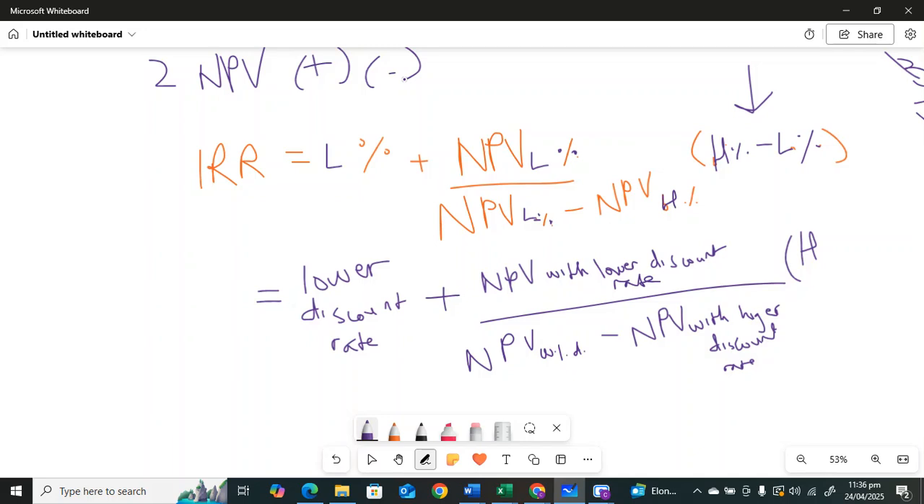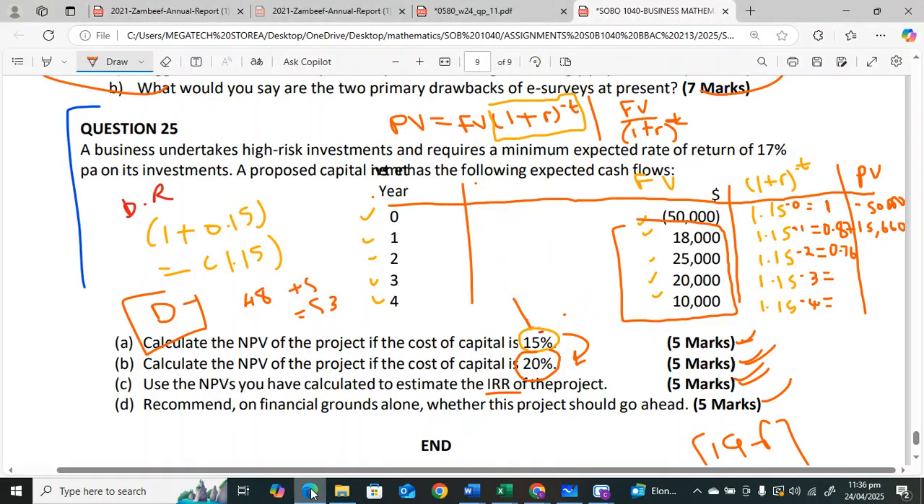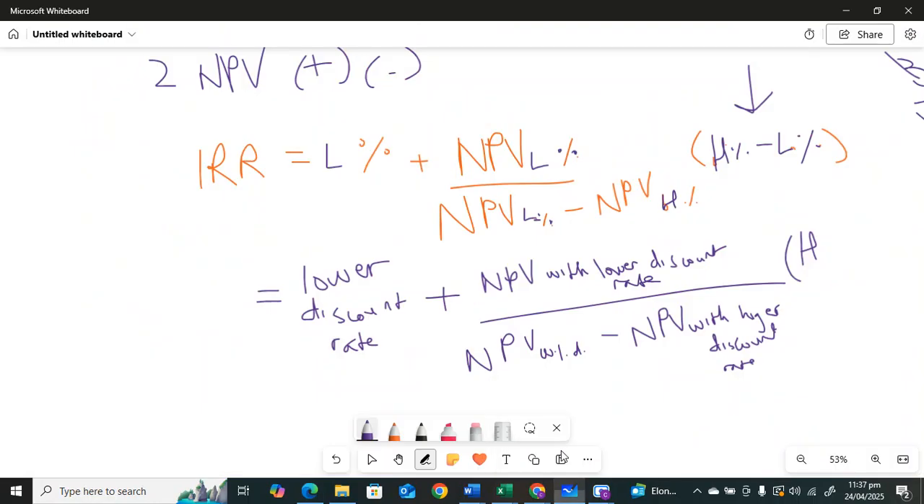So here, because we're now in part C, they're saying use the NPVs to estimate the internal rate of return. So the data we're using for the internal rate of return is from these two NPVs, the one with 15% and the one with 20%. Which one is the higher discount rate? Yes, so H% is 20%. The lower discount rate is 15%.